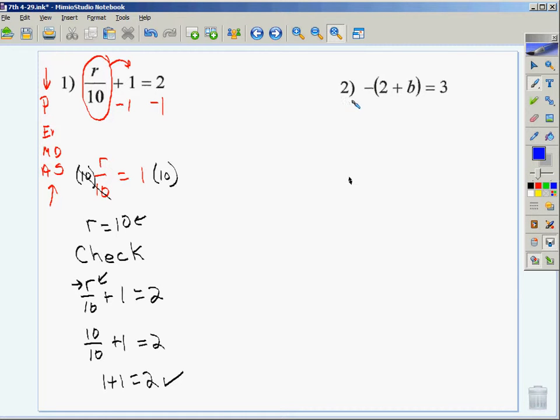On the second example that's up here, what do I have to do with this negative that's in front of these parentheses? I'm going to distribute it through the parentheses. So instead of being a positive 2, it's now a negative 2. Instead of being a positive b, it's now negative b, and it's equal to 3. Everybody with me where I distributed it?